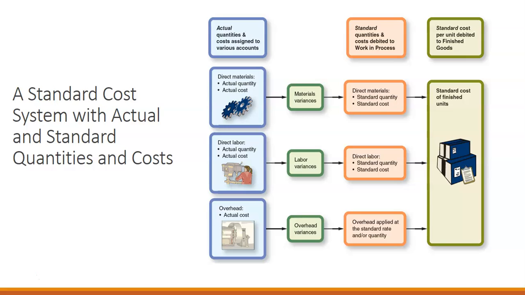So then our labor variances are the differences between what our standards were for our budget and what actually occurred. And overhead variances happen between what was our estimated overhead based on our standard cost versus what was our actual overhead based on what actually happened.